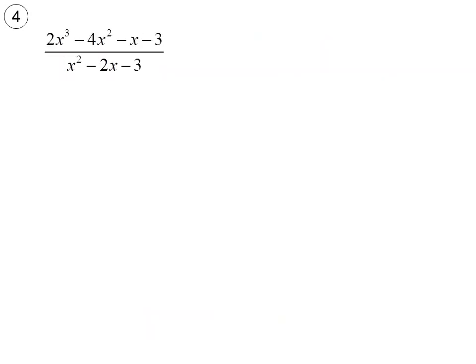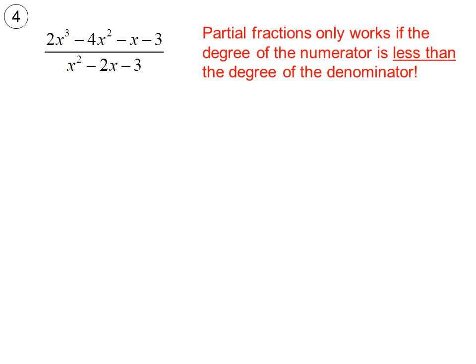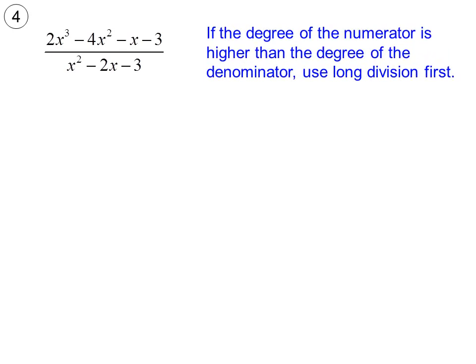Here's another example. Partial fractions only works if the degree of the numerator is less than the degree of the denominator. If the degree of the numerator is higher than the degree of the denominator, use long division first. So we're going to divide this out.